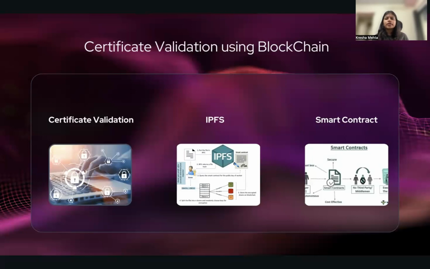Let's understand what is IPFS and smart contracts. IPFS, that is Interplanetary File System, is a decentralized file storage protocol that allows files to be stored and retrieved from a distributed network of computers. It provides a secure and resilient way to store digital certificates. What are smart contracts? Smart contracts are self executing contracts with the terms of the agreement directly written into the code. Let's understand how all this works.